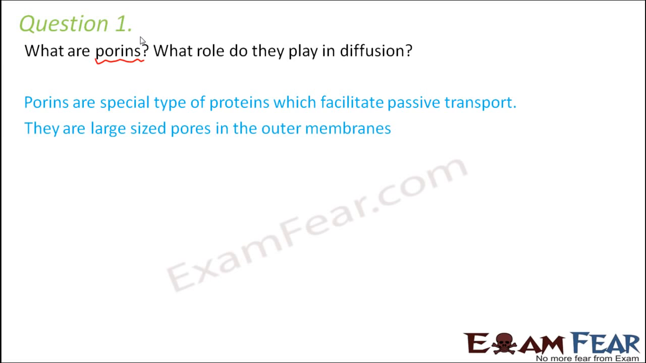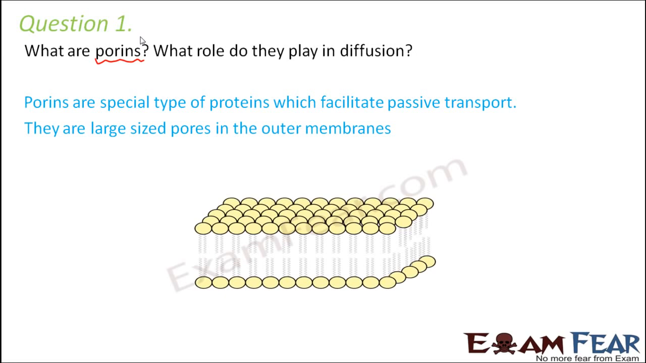They are large sized pores which are present in the outer membranes, somewhat like this. If this is your membrane, this is a porin which has a pore. It is like a huge pore or a channel, whatever you call it. So let us suppose this particle needs to be passed across the membrane. This particle will enter into this pore and this porin will rotate itself and then release it on the other side. So this is how porin functions.